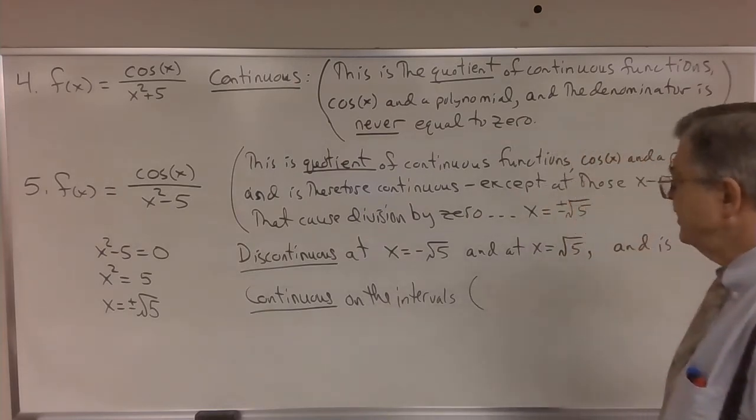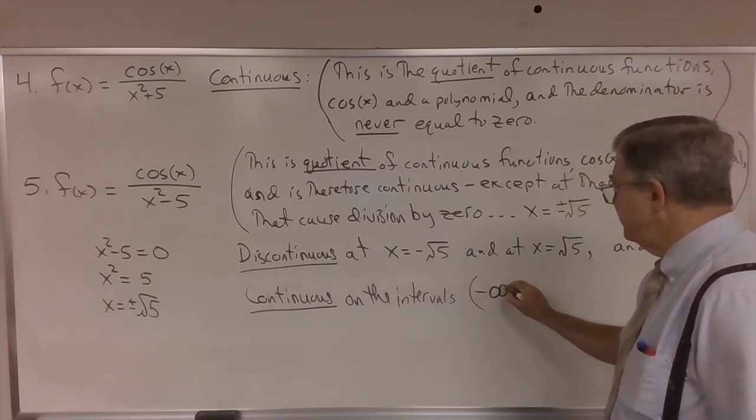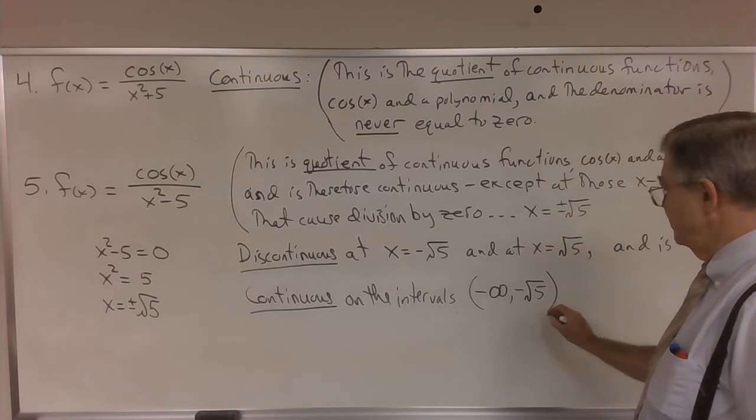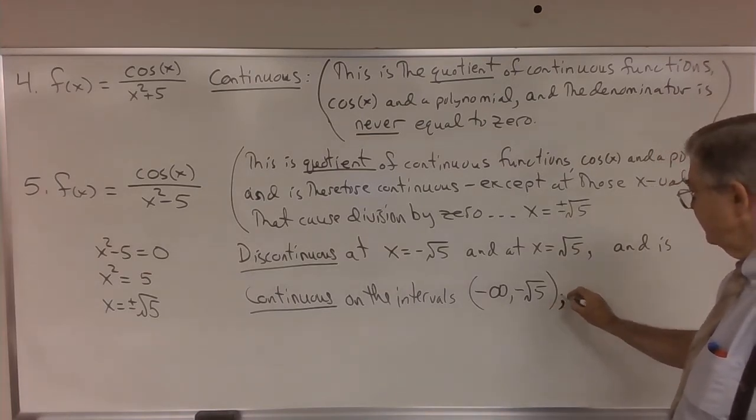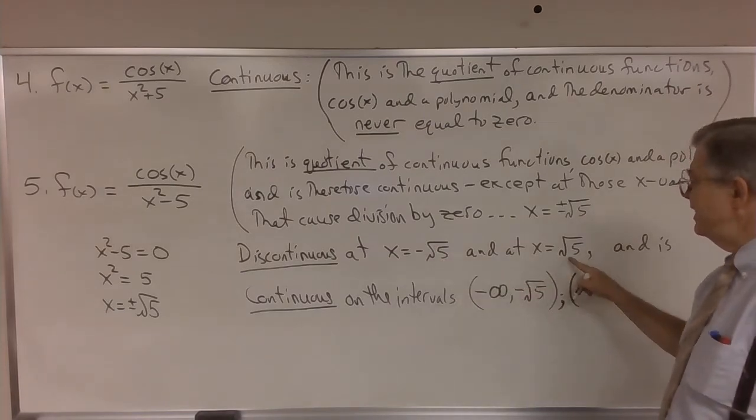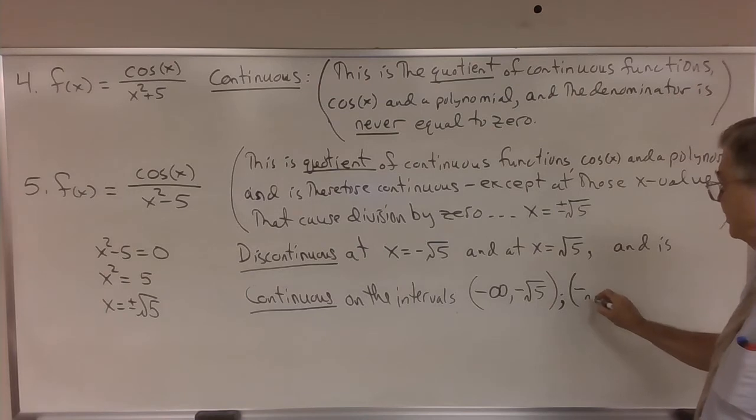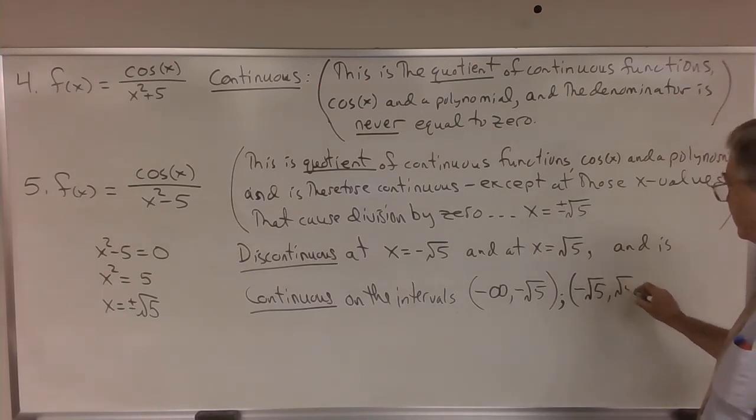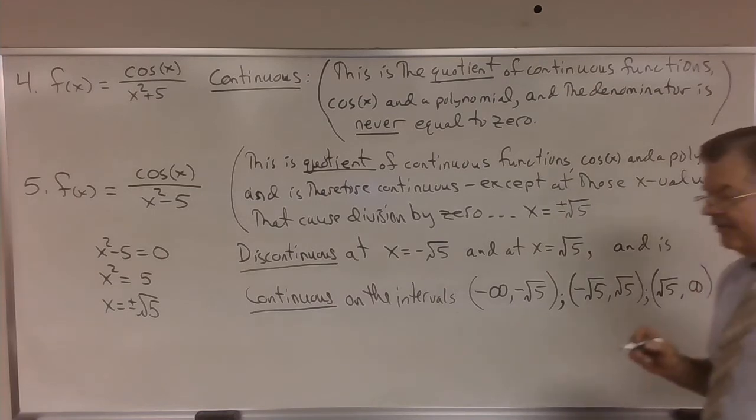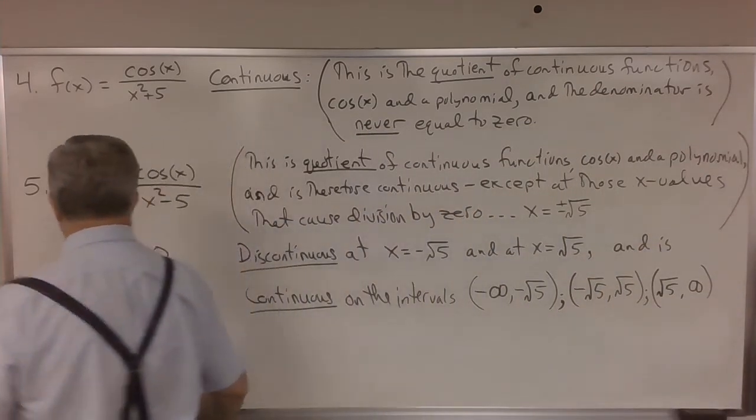So let's say, from negative infinity all the way to the first x value, it's going to be continuous. And then from the first x value at which it's discontinuous to the next x value, it's going to be continuous. And then from the last x value to infinity, it's going to be continuous. So this is the way I want to answer that question.